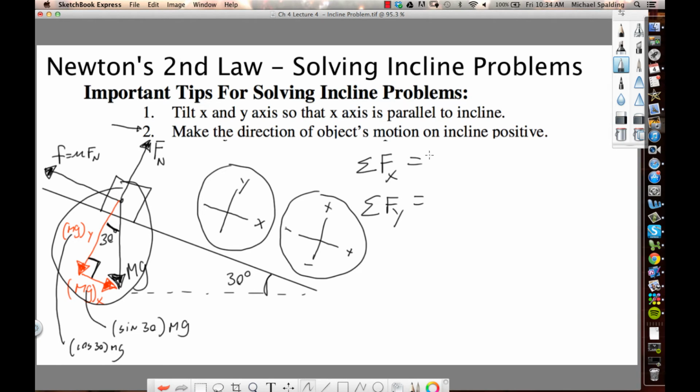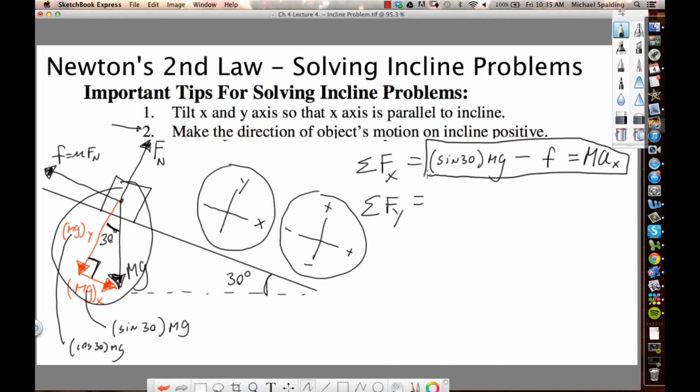So summing the forces in the x, you're going to have sine 30 mg. That's the force down the hill. Then minus friction. Why did I make friction minus? Which way does friction point? In the negative direction. Friction points up the hill. Okay? So what is the sum of the forces equal to? ma. We just wrote a very useful equation.